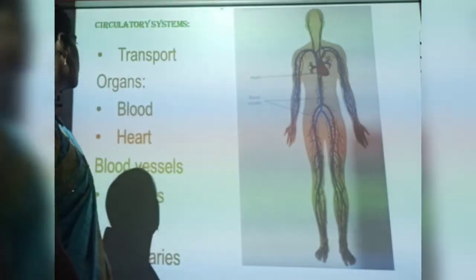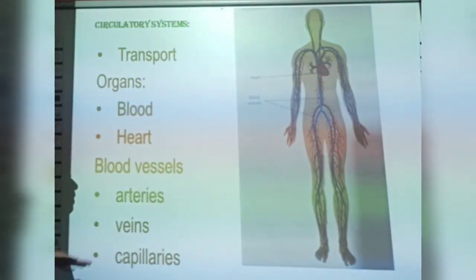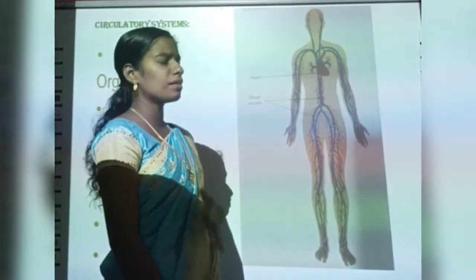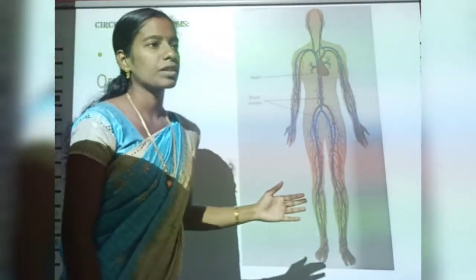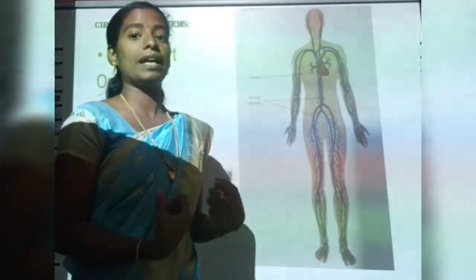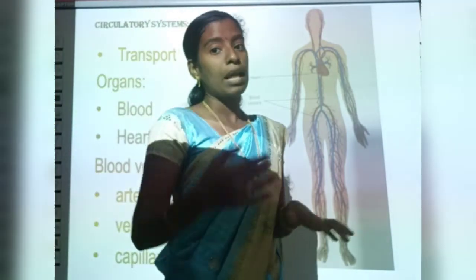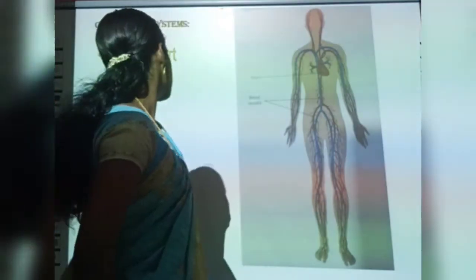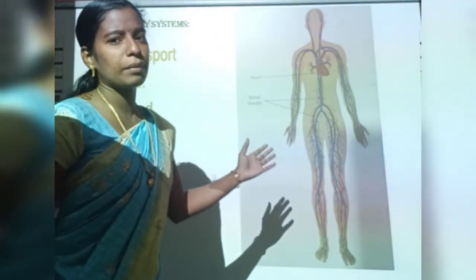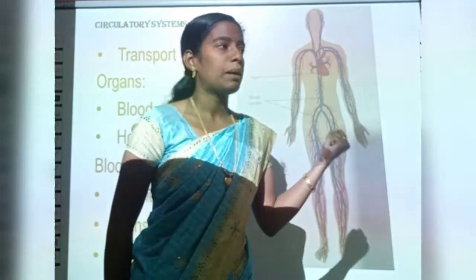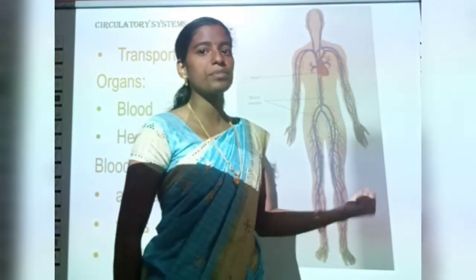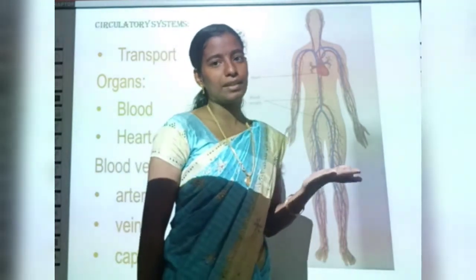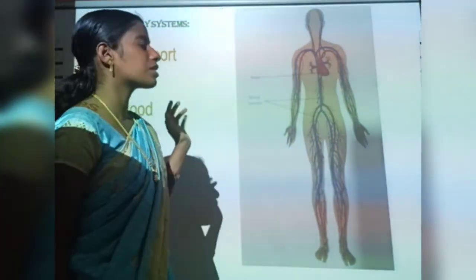The organs are blood, heart and blood vessels. Blood is taking the nutritional values throughout our body, and these blood vessels are taking this blood. The blood is traveling through these blood vessels. The three blood vessels are arteries, veins and capillaries. Then the heart. The heart is the main organ. It is pumping the blood. Only when this heart pumps, the blood can be taken through these arteries, veins and capillaries to our body. This is all about today's class.